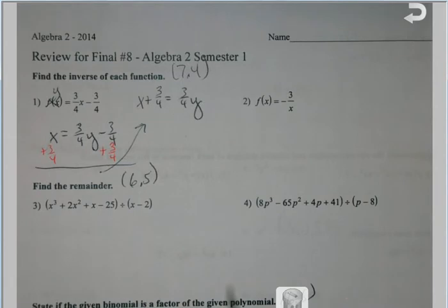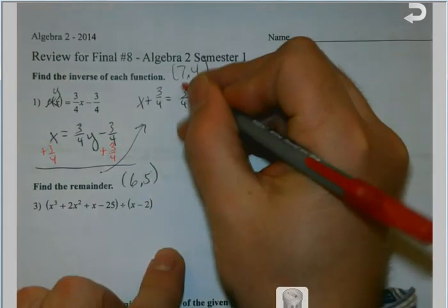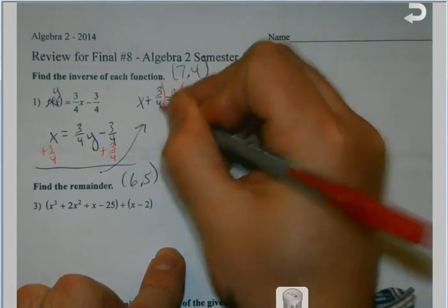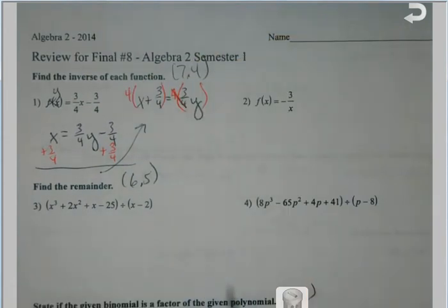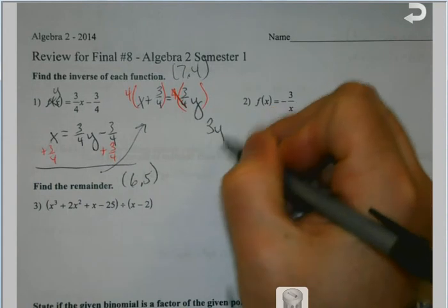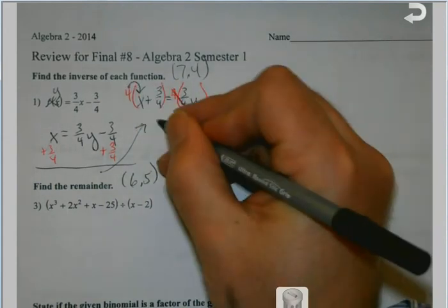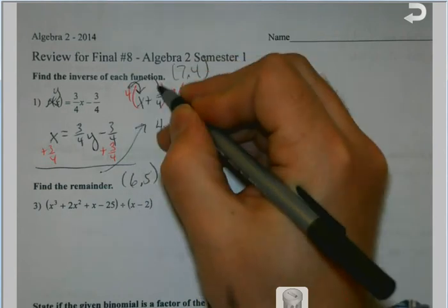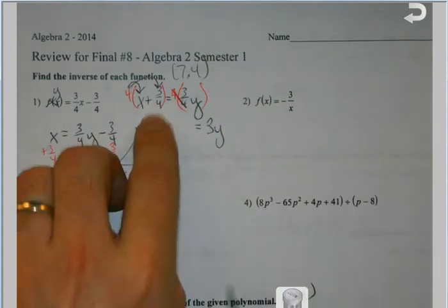So here's what we're going to do. We're going to take care of this bottom part of the fraction first. So we're going to multiply both sides of our equation by 4. Okay, that'll take care of this on this side. So I'll have 3y. Over here, I distribute it. So 4x. And then when I get to here, 4 times 3 is 12, divided by 4 is 3.